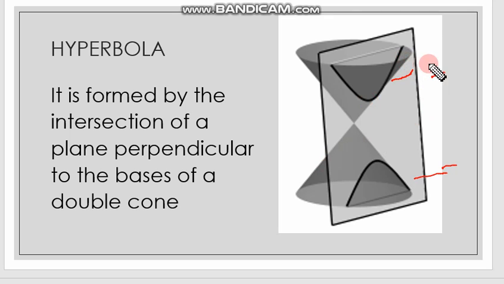A hyperbola is formed by the intersection of a plane perpendicular to the bases of a double cone, just like this. So a plane intersects the two cones, and the result is a hyperbola.